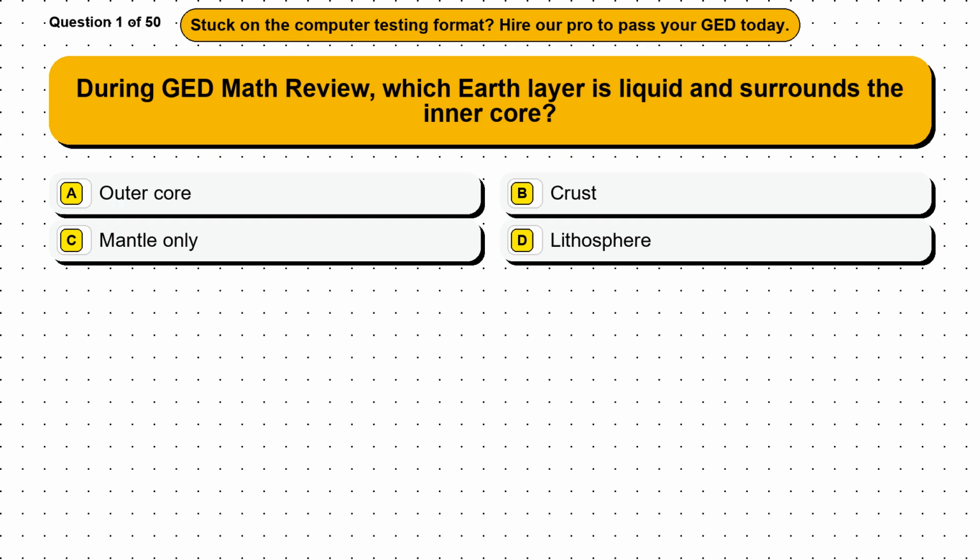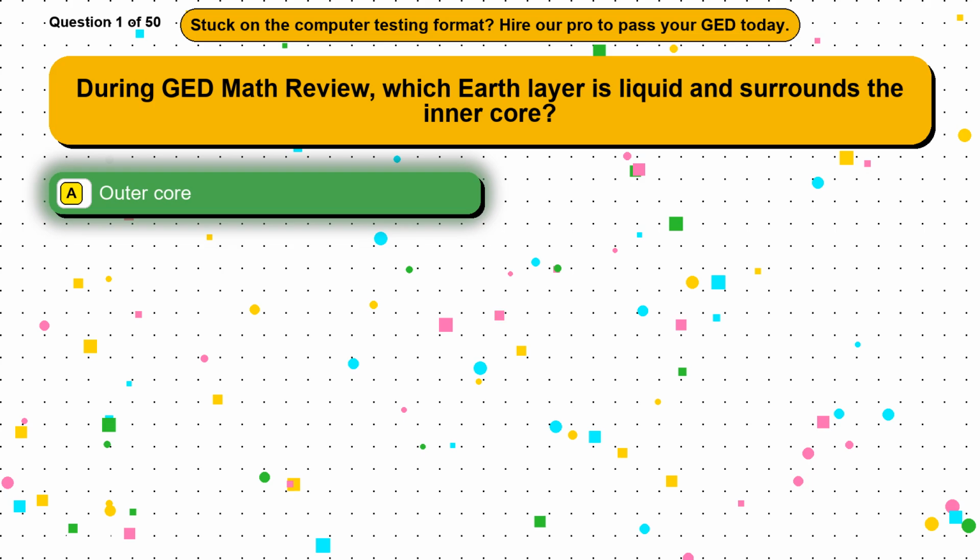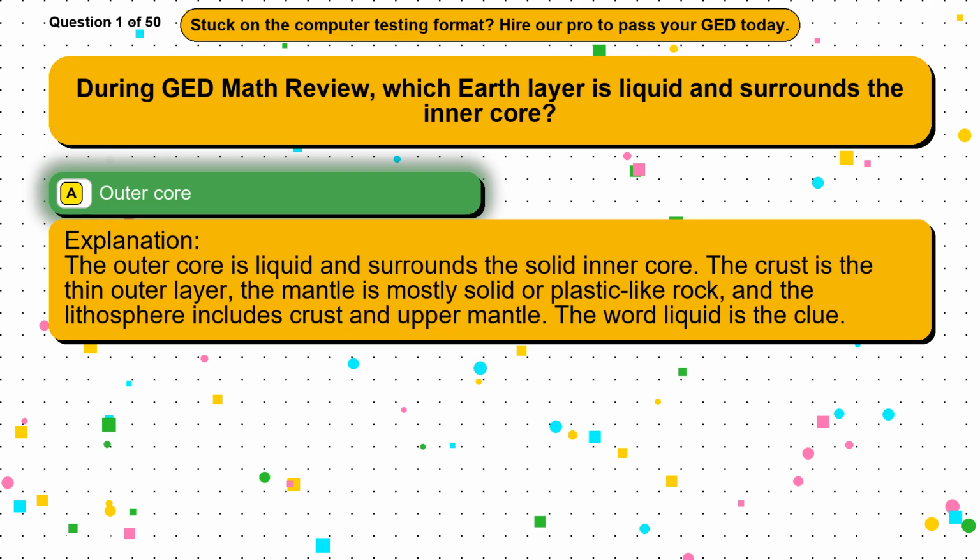Question 1. During GED Math Review, which earth layer is liquid and surrounds the inner core? Option A, outer core. Option B, crust. Option C, mantle only. Option D, lithosphere. The correct answer is option A, outer core. The outer core is liquid and surrounds the solid inner core. The crust is the thin outer layer, the mantle is mostly solid or plastic like rock, and the lithosphere includes crust and upper mantle. The word liquid is the clue.